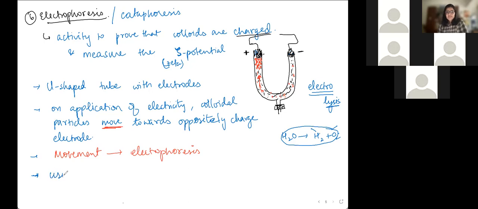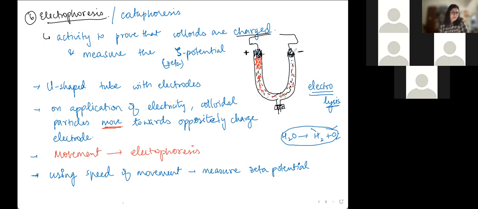Another application is that if you had to measure the zeta potential, then using the speed of the movement, you can measure the zeta potential. We're not going so deep into that, but basically you have all the variables: you know how much potential you've applied and you see how fast the particles are going. Based on that, you can figure out how much is the attractive force, and in turn you can apply the formula to get your zeta potential.